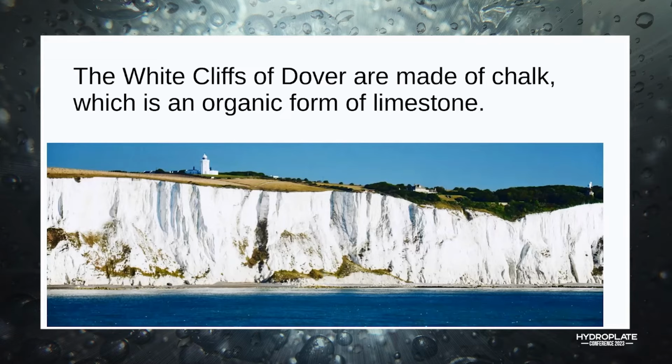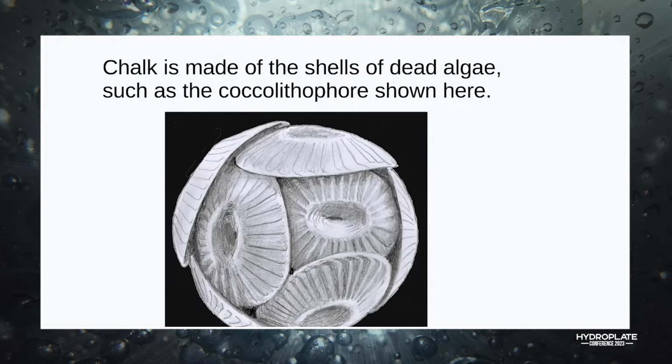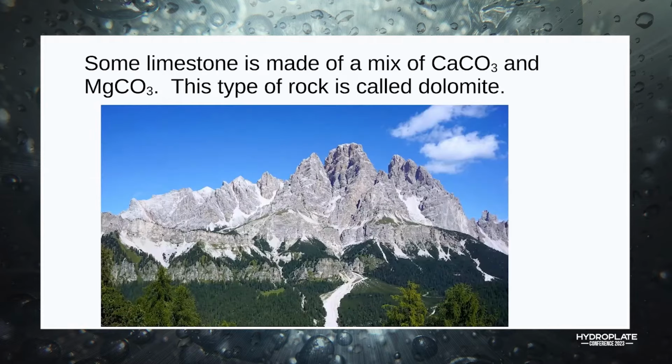The White Cliffs of Dover are made of chalk, which is an organic form of limestone, and I'm going to deal with this in a special section at the end. We're going to find out that organic limestone is primarily made of shells of little strange creatures like this called coccolithophores. Some limestone is made of a mix of calcium carbonate and magnesium carbonate, and it's called dolomite.